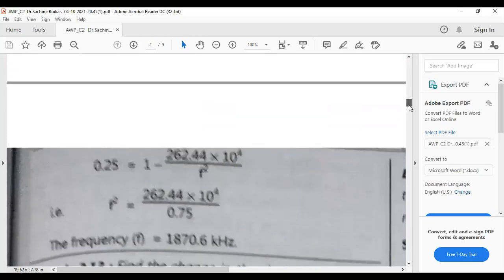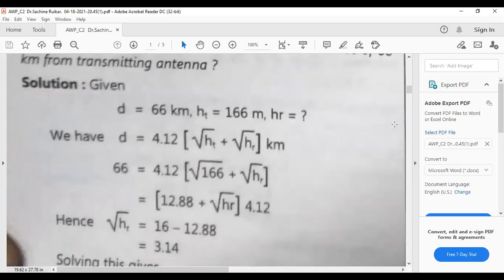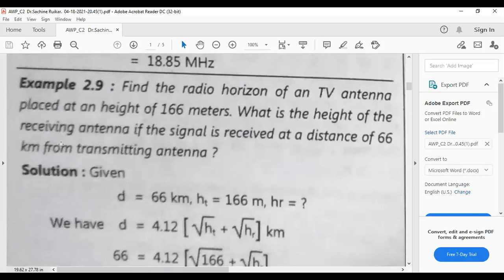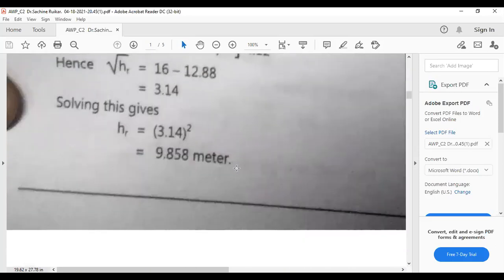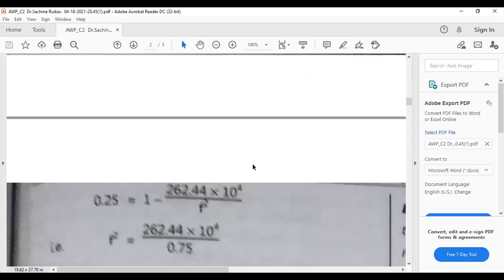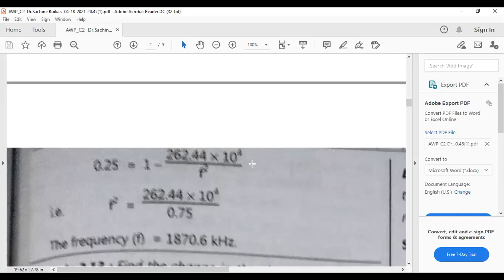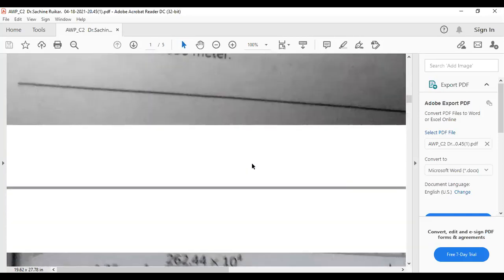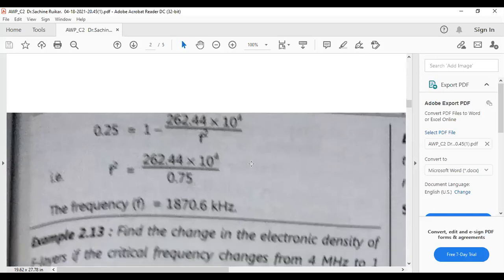Even if they ask about frequencies, let me repeat: what is the height of the receiving antenna if the signal is received at a distance of, find the radio horizon. Here the height is sufficient, but if you want to further find the frequency and so on, that is also possible. They substituted the value, and after substituting that value, they received this answer.